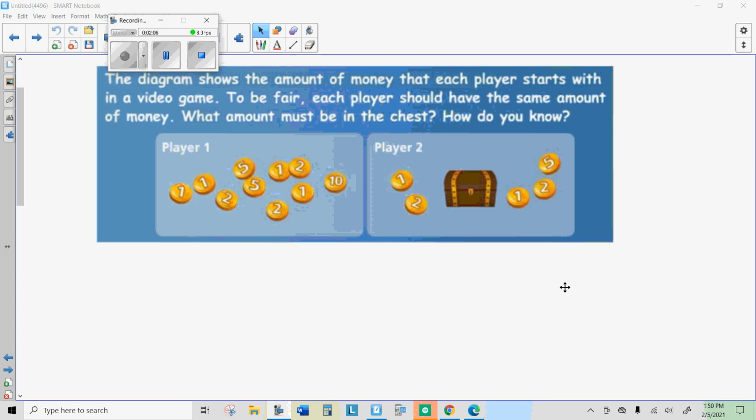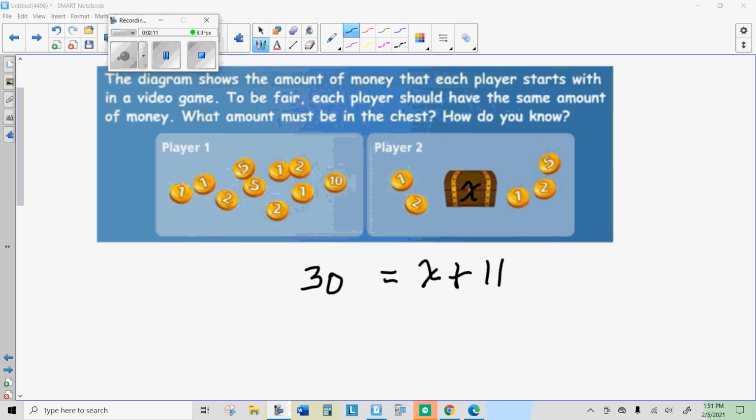to represent this situation. All right, so here's the equation that I think models the situation. Since we know they both have the same amount of money, we can say player 1 is equal to player 2, the amount of money they have. And we can add up player 1, which is 30, and we know that player 2 has a treasure chest full of money plus 11 extra coins, dollars, whatever they are. And so this is the equation we get.